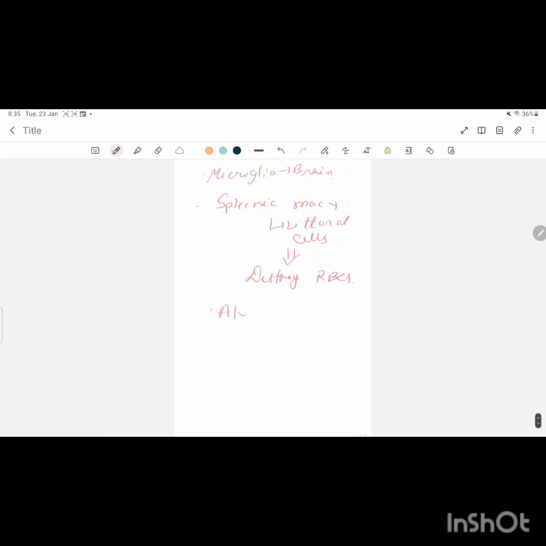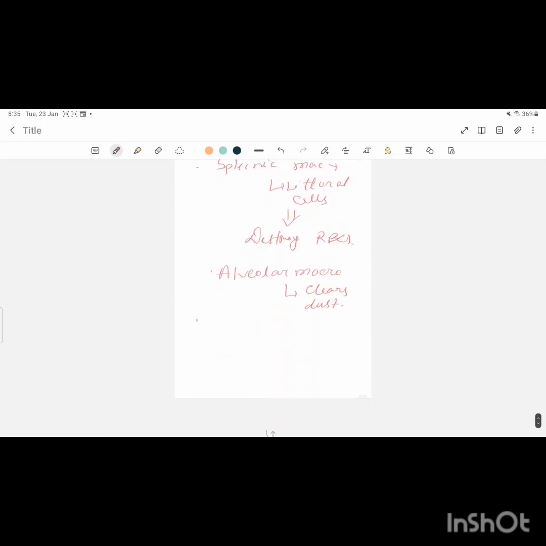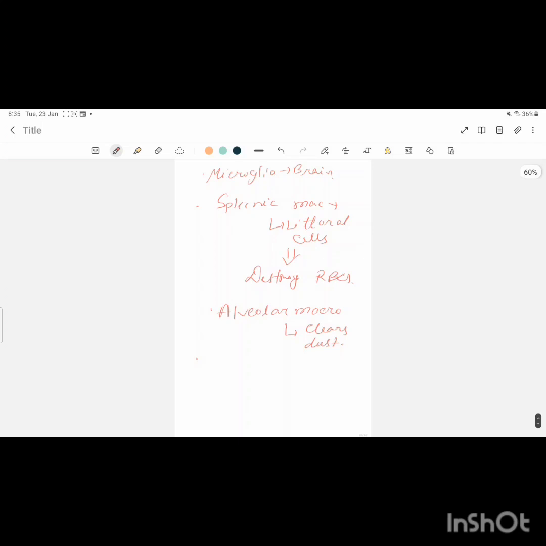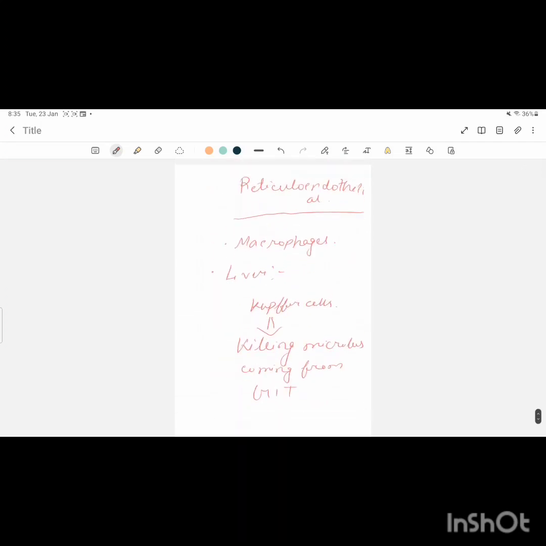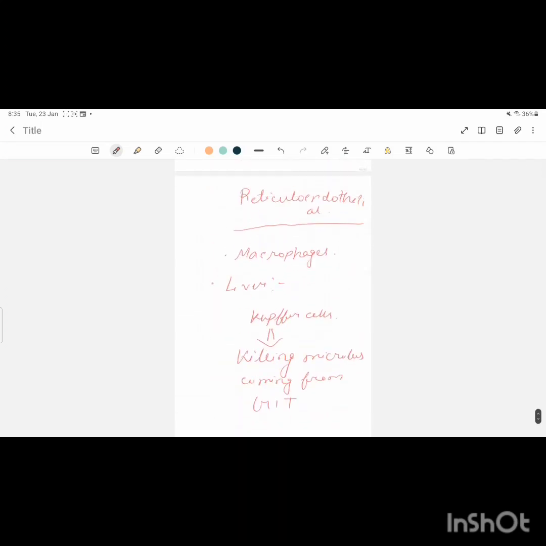Alveolar macrophages clear the alveoli of dust. And there are also macrophages in the bone marrow that eat up the destroyed RBCs. So this is all about the reticuloendothelial system. Thank you guys. This is all that will be important for your examination.